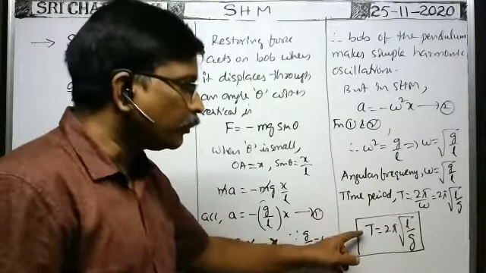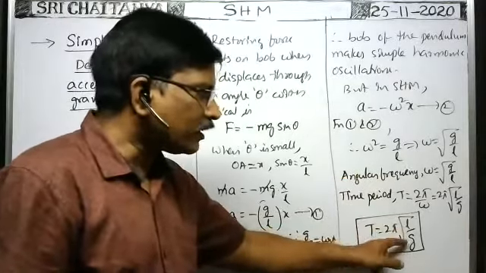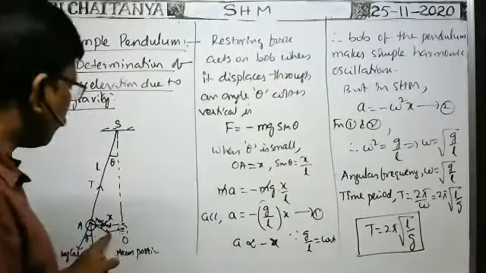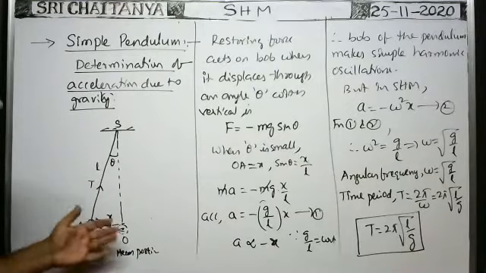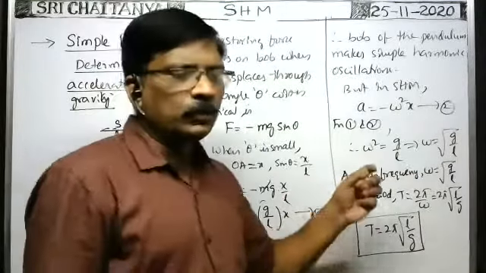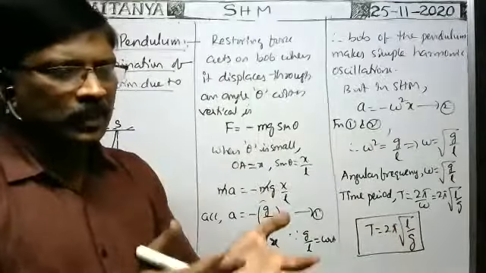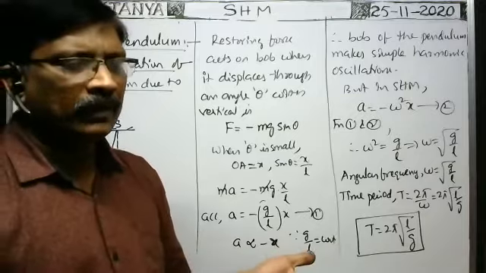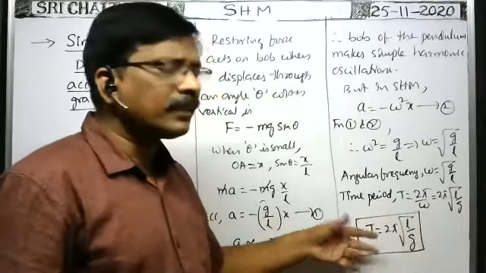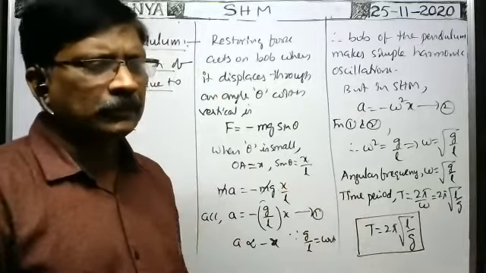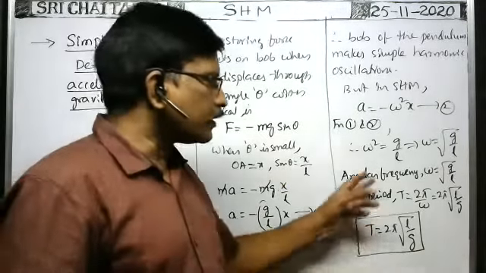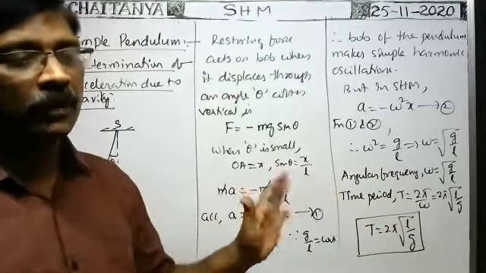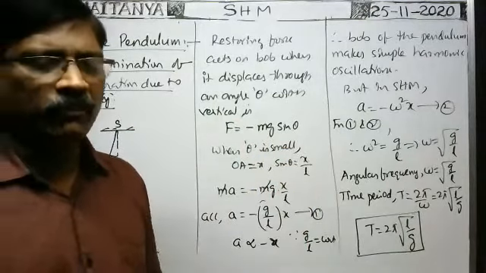That means the time period of the simple pendulum depends on the length of the pendulum and the acceleration due to gravity at that place. But it does not depend on the mass of the bob of the pendulum. Here the mass of the bob is m, but there is no role of m here. So when you suspend a wooden block or metal sphere or whatever it may be, whatever the mass of the bob may be, if the length of the pendulum does not change, then the time period does not change. That's why the time period depends on the length of the pendulum and acceleration due to gravity only. That is a very, very important point.